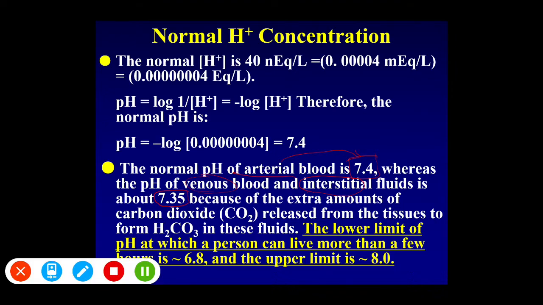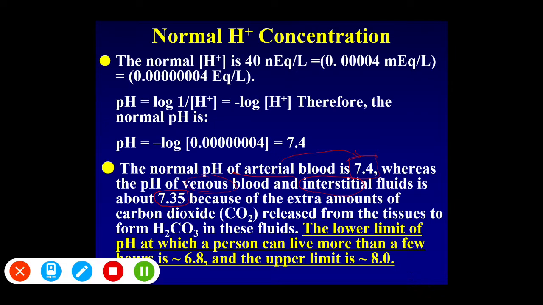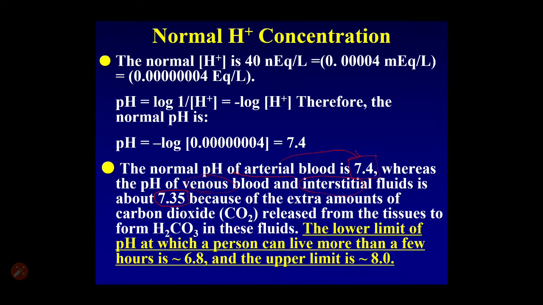Okay, so now your pH is 7.4. Now, a person can live for a short period of time, very short period of time, and don't let that happen, if your pH goes down to 6.8 from 7.4, or if it goes up to 8. So you have like plus or minus 0.6, that's it. And these are the limits for your life.